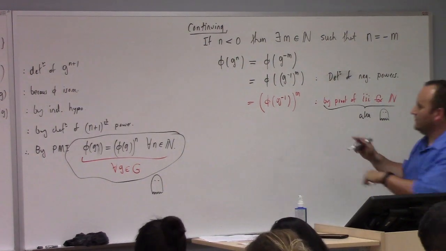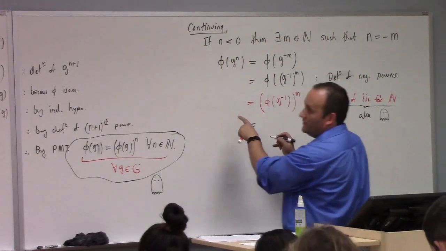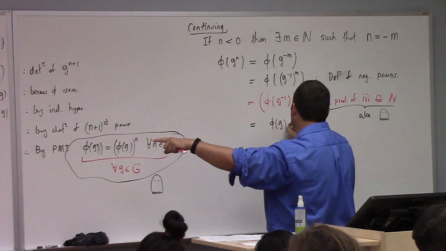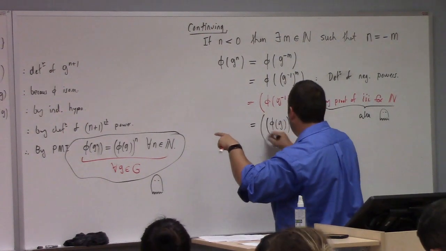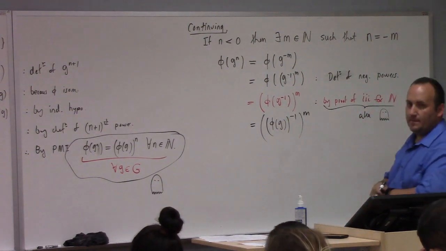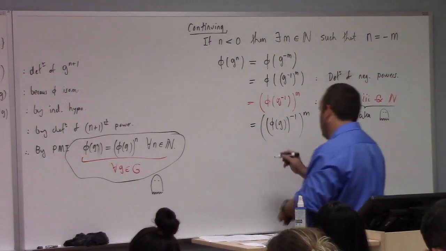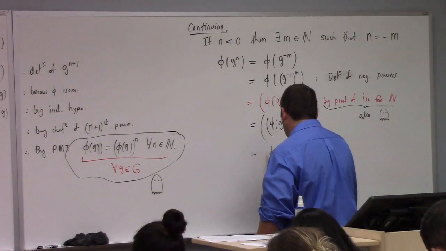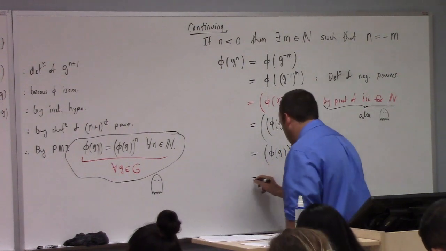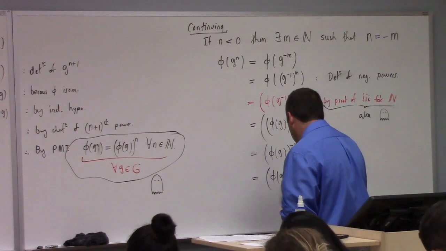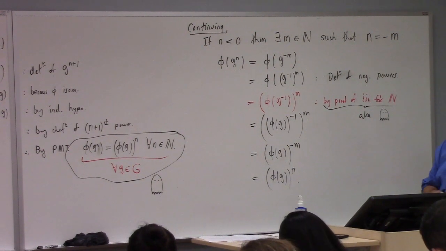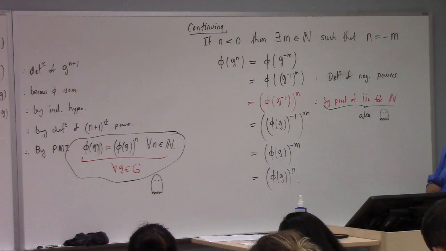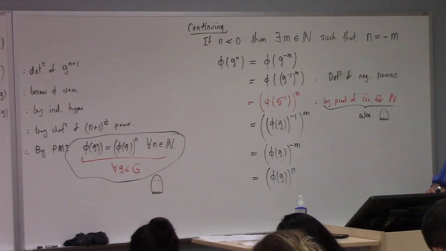And then finally, what is this? Well, by part 2, we know this is also phi of g inverse. I need some more parentheses, right? Phi of g inverse to the m, which is, by definition, phi of g, parentheses, to the minus m, which is phi of g, parentheses, to the n. So there you go. Now we have proved this identity for negative powers, positive powers, 0 powers, all your powers. Right? So 3 is true. Hooray!